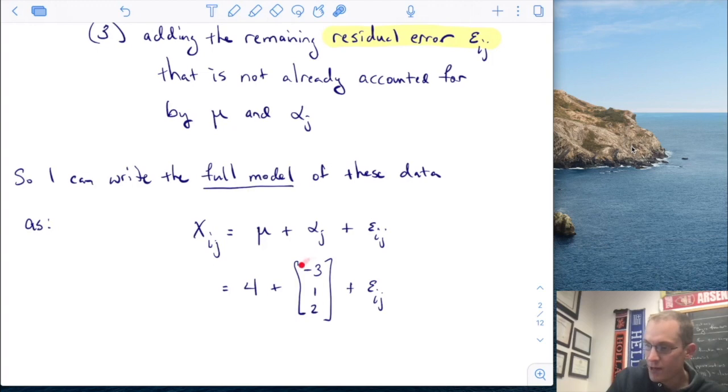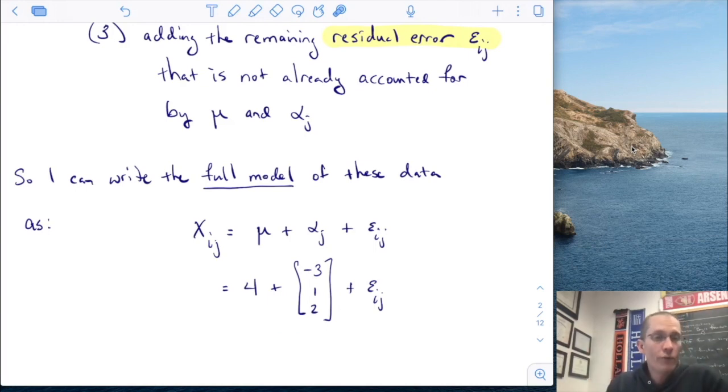For the first keyboard, it was a -3, right? Because 4 minus 3 gets you the mean in that group, 1. For the second keyboard, it was a +1, because 4 plus 1 gives you the mean in that group, which was 5. And then finally, for the last keyboard, it was a +2, giving you 4 plus 2, or 6, for the mean in that group. And so when I say write the full model, this is what I mean. Write it out like this, and then estimate what you can.